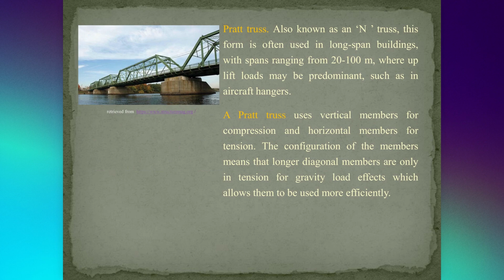Pratt truss, also known as an end truss. This form is often used in long-span buildings with spans ranging from 20 to 100 meters, where uplift loads may be predominant, such as in aircraft hangars. A Pratt truss uses vertical members for compression and horizontal members for tension. The configuration of the members means that longer diagonal members are only in tension for gravity load effects, which allows them to be used more efficiently.